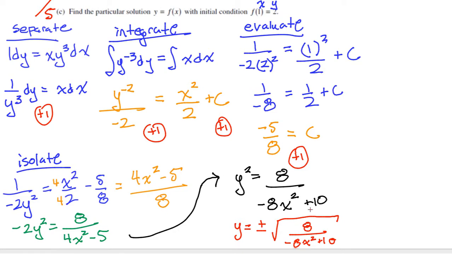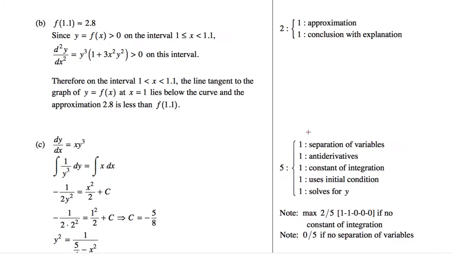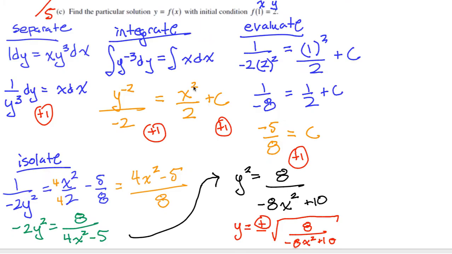In this case, let's go ahead and plug in our initial conditions. X is 1, so negative 8 plus 10, that's going to be 2. 8 divided by 2 is 4. Square root of 4 is 2, and I had 2 on the left, so 2 needs to be matched with positive 2. So the correct answer is the positive version, not the negative answer. All of that will give you plus 1. If you did all of this extra work, which is optional, that will give you another plus 1. So if you get this answer right here, that is your plus 1.